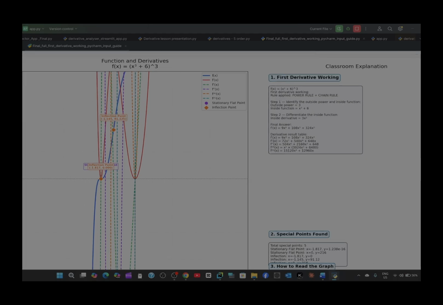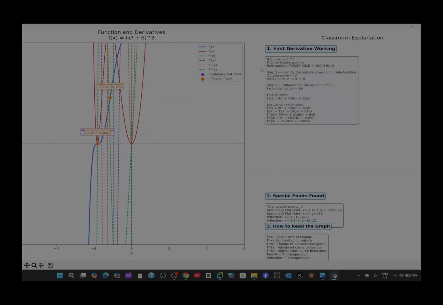Wow, big. All right. f(x) equals (x cubed plus 6) to the power 3. For the first derivative, this is called power rule plus chain rule. Identify the outer, remember the outer power and the inside function. The outer power in this case is 3. The inside function is x cubed plus 6. Step 2, differentiate the inside function. It is 3x squared. So the final answer will be, you remember the chain rule, f'(x) equals 9x to the 8 plus 108x to the 5 plus 324x squared. Oh, this should have some more steps here.